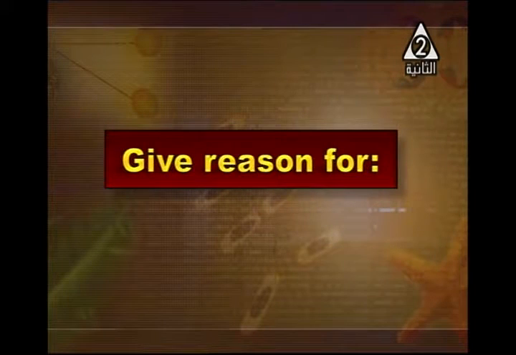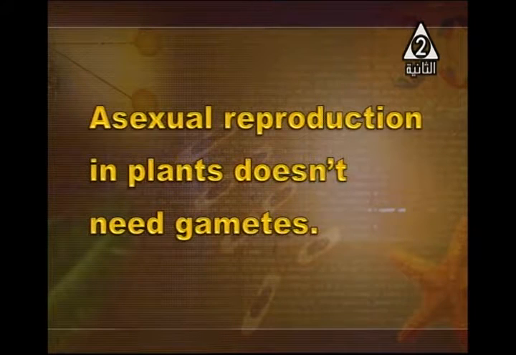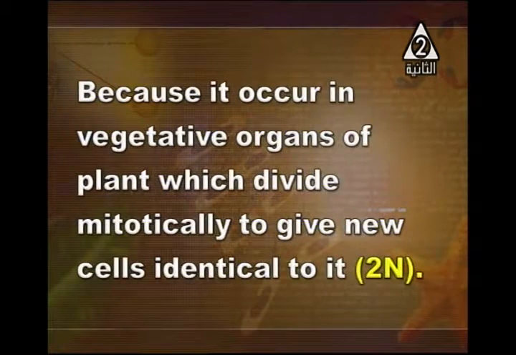Try to solve some give reason questions. Asexual reproduction in plants doesn't need gametes. This is because it occurs in vegetative organs like stem, root, leaves, and bud of the plant, which divide mitotically to give new cells identical to the plant cell. Each of them contains a double set of chromosomes, 2n.